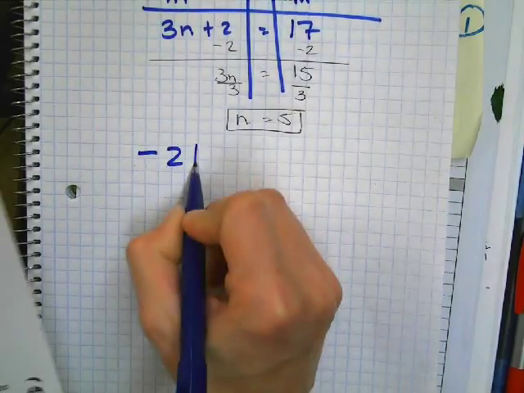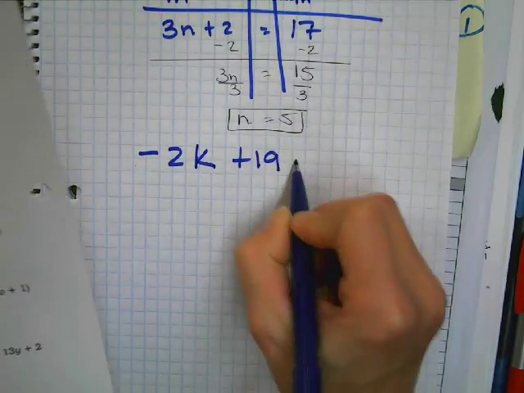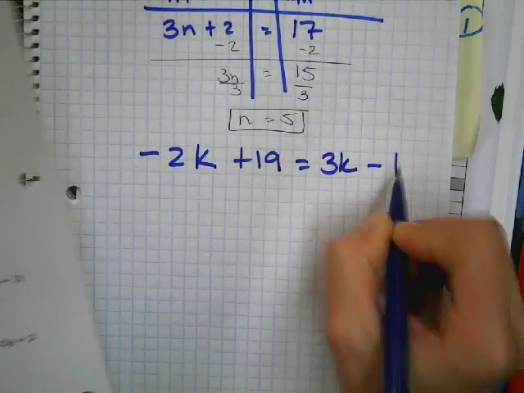Negative 2k plus 19 is equal to 3k minus 1.